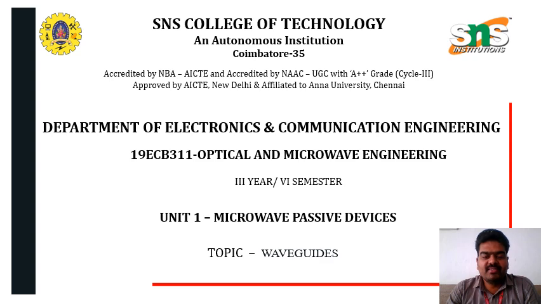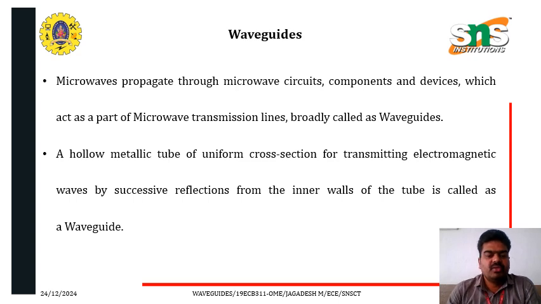Today, we are going to discuss the topic waveguides. This waveguide topic comes under unit one, that is microwave passive devices. So, first thing, what is a waveguide? A waveguide is nothing but a structure through which microwaves propagate; microwave circuits, components, and devices act as a part of microwave transmission lines, broadly called waveguides.